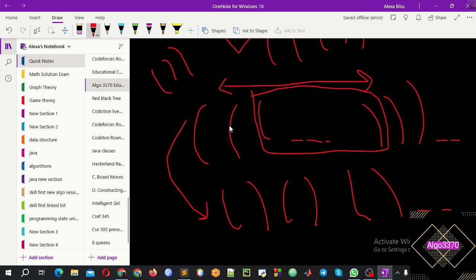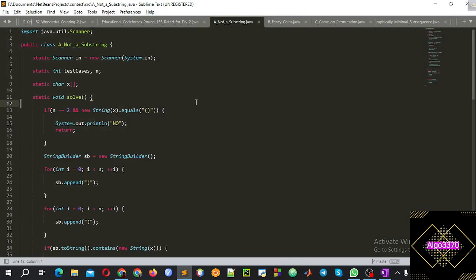So the first time we will build a string pattern this way, then check whether our s point is situated in this string or not. If it is situated, we will create the string this way. So let's jump to the code, or let's jump to the solution.